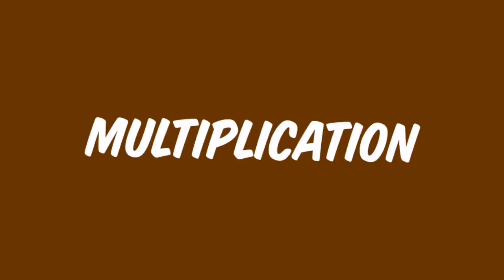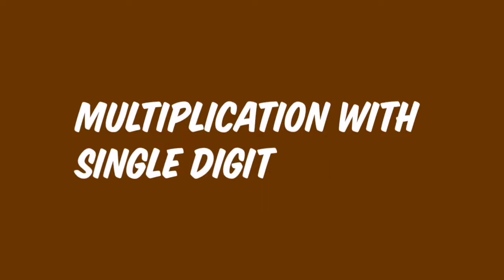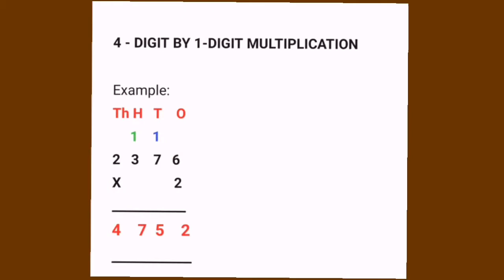Next topic is multiplication. In that, first, multiplication of a 4-digit number with a single digit. Let us take an example of 2376 multiplied by 2. We should always start multiplying from the ones place. 2 sixes are 12. 1 is carried to the tens place and 2 here. And 2 sevens are 14 plus 1 is 15. 1 is carried to the hundreds place and 5. 2 threes are 6 plus 1 is 7.